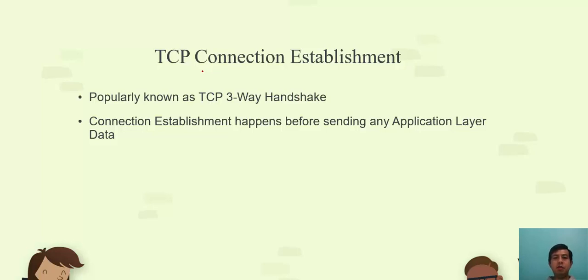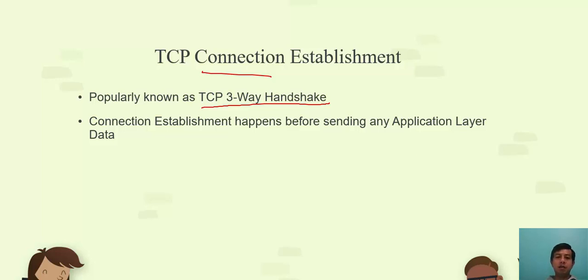Now this connection establishment phase is very popularly known as TCP three-way handshake. Why three-way handshake? Because there are 3 specific packets that are sent between these two nodes, and that's why this is known as three-way handshake. We'll see the actual process today. Now this connection establishment phase happens before sending any application layer data. That means whenever data comes from the application layer to the transport layer, before actually sending that data using TCP to the other side, a handshaking phase takes place using this three-way handshake, and only after this connection establishment happens, actual data transmission happens.